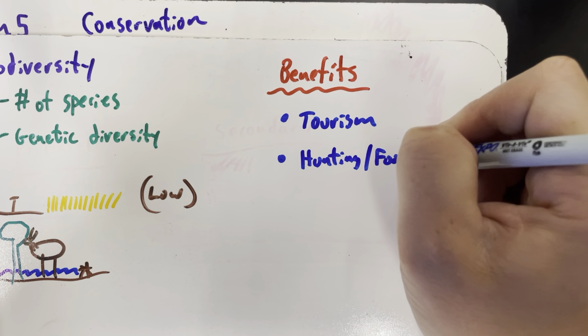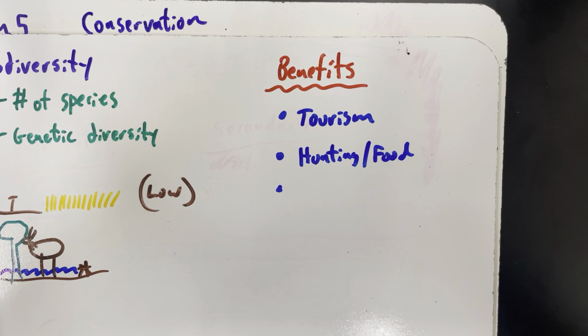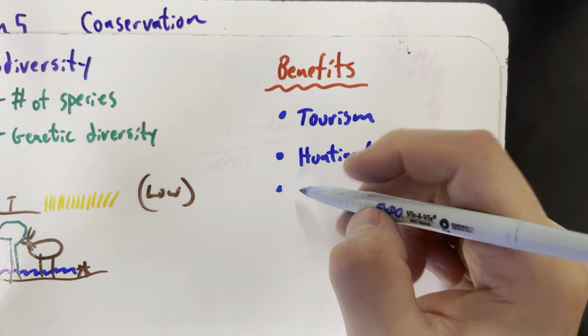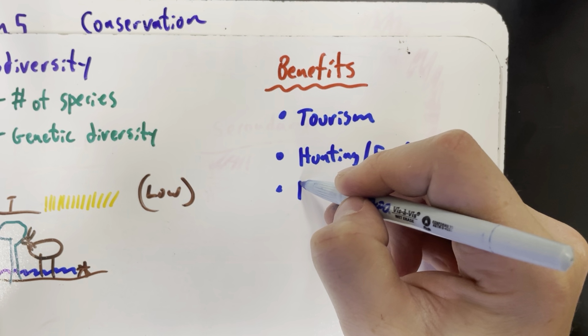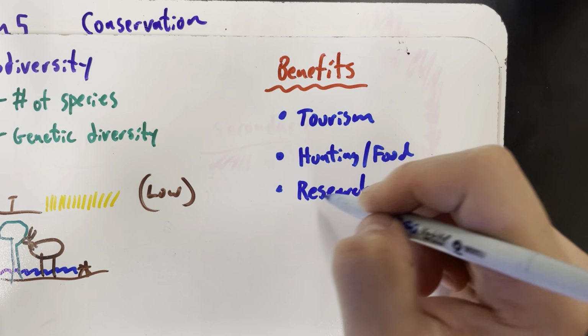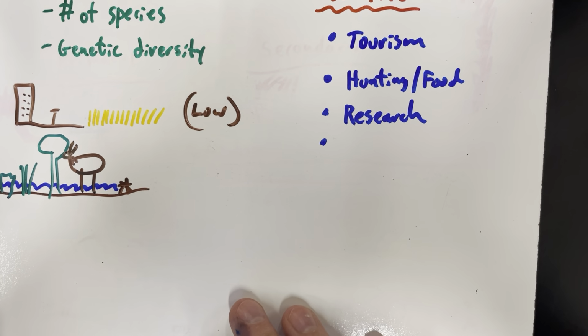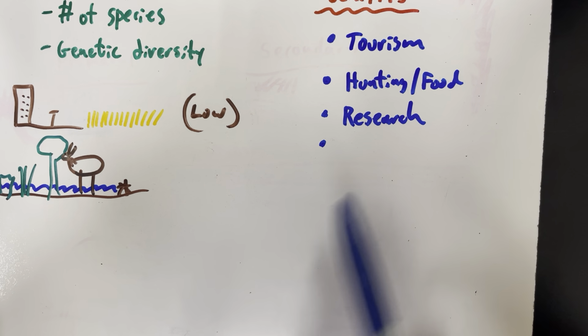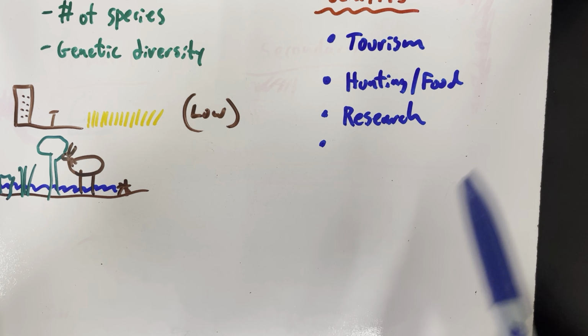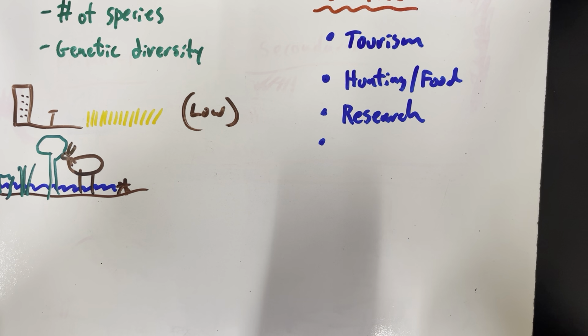Research. What do you mean, research? Like scientific experimentation, such as watching patterns to see how animals behave and how we can apply that to ourselves. Oh yeah, for sure. So there are more animals to do research on. Animal carcasses. Yeah, we'll put that with hunting and food. Flowers. Put flowers with tourism. Just if it's pretty out, more people are likely to come as well.